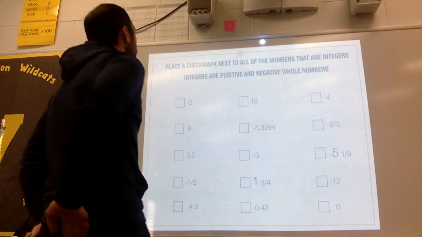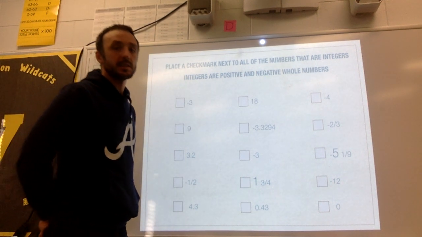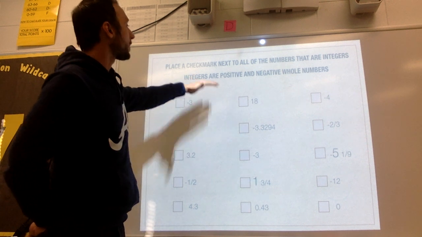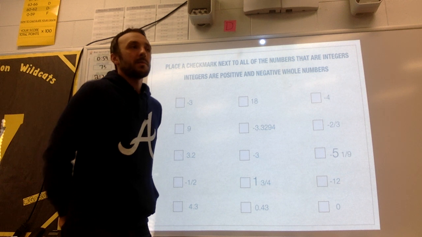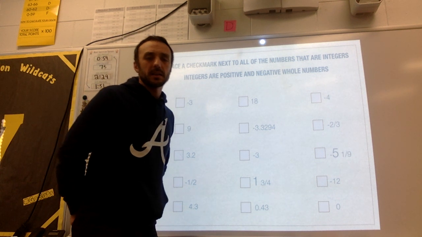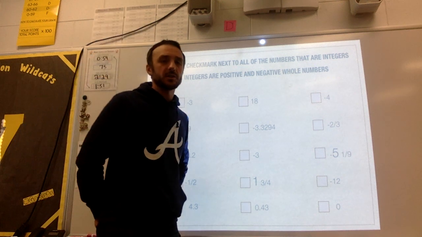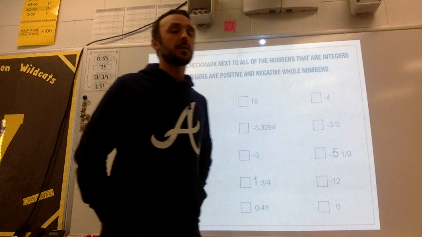So if I look here, this asks us to place a check mark next to all of the numbers that are integers. And once again, integers are positive and negative whole numbers. Whole numbers are numbers that if you start to count, you count by 1, 2, 3, 4. They're also called counting numbers in a way. They're not fractions. They're not decimals. They can be positive, negative, or zero, but they're not fractions or decimals.